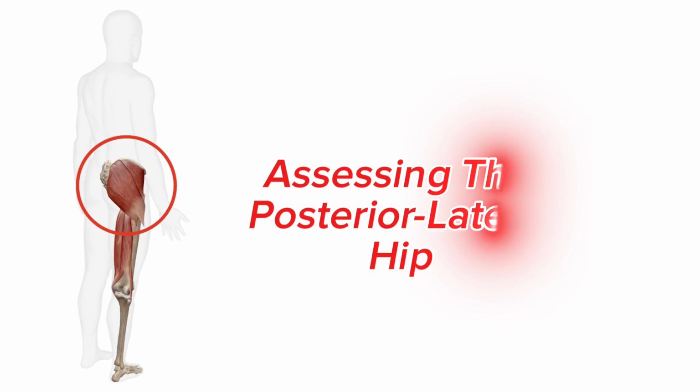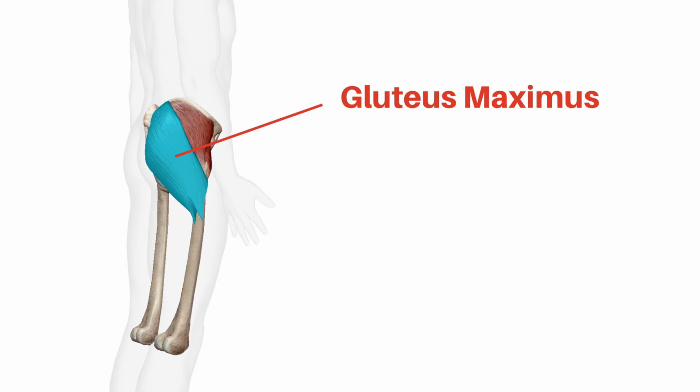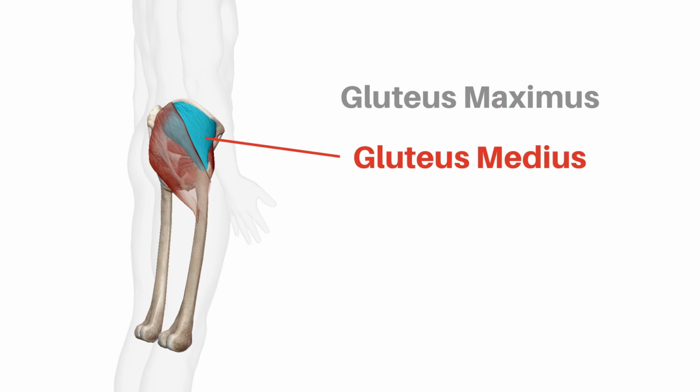Now, even though we would perform all of these tests during a routine hip assessment, it can be helpful to separate these tests based on the specific area of the hip we're looking at. So in this video, I will review the key tests we would use to assess the posterior lateral hip region, which primarily involves the gluteal muscle group. This would include the gluteus maximus, the gluteus medius, as well as the gluteus minimus.